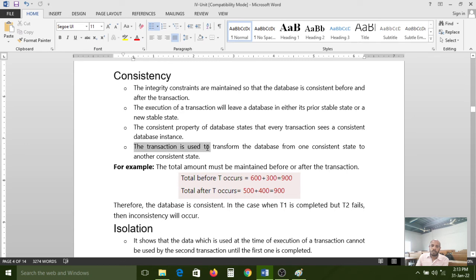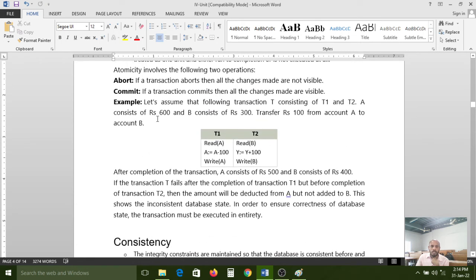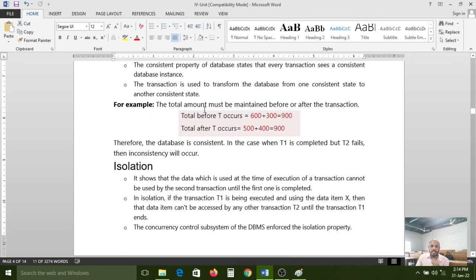The transaction is used to transform the database from one consistent state to another consistent state. Carefully observe, here I have given one example. Before T occurs, before the transaction, how much amount do we have in both accounts, A and B? 600 plus 300. The A amount is 600, the B amount is 300, and the total amount is 900. So before execution of the transaction, 600 plus 300, 900 rupees.